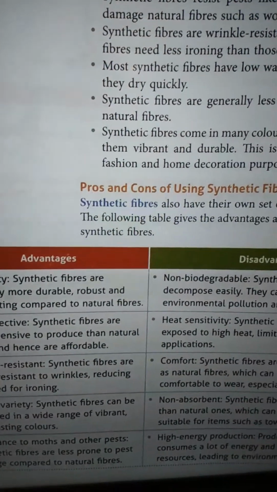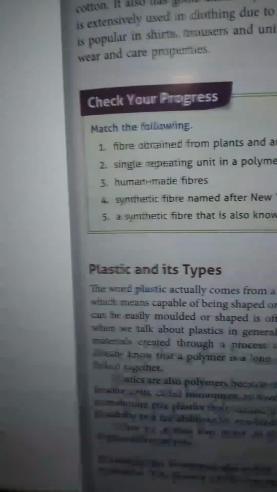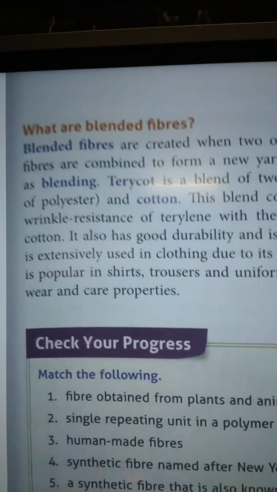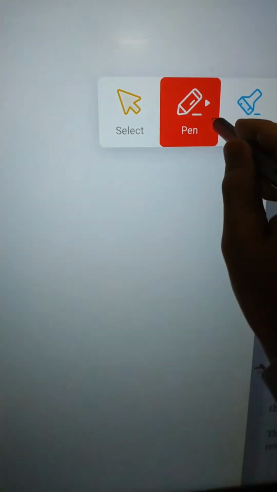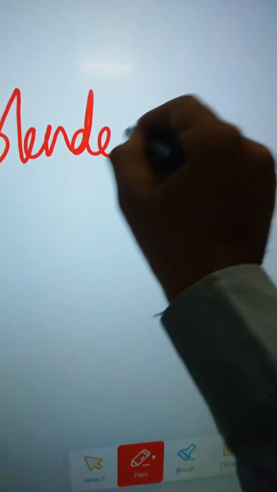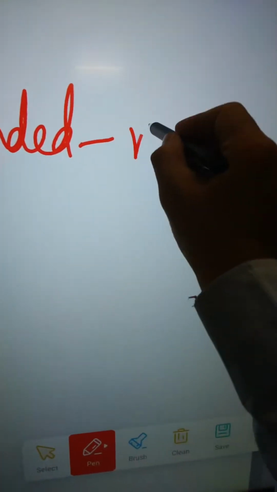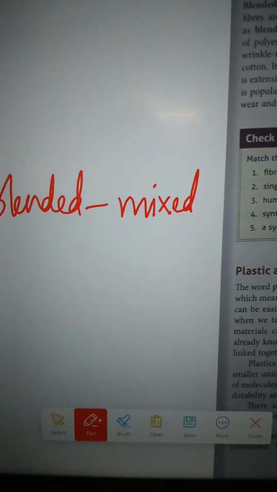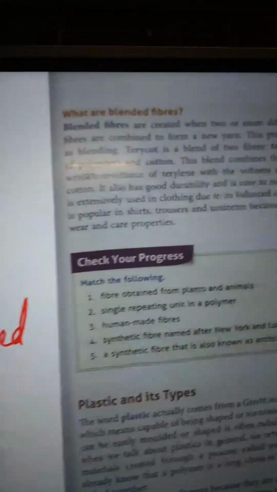Advantages and disadvantages of synthetic fibers. Now let's do the blended fibers. What are blended fibers? The word blended means the fibers which can be mixed. Blended means the fibers which are mixed. Normally a fiber will have only one type, but there are some fibers which can be mixed.